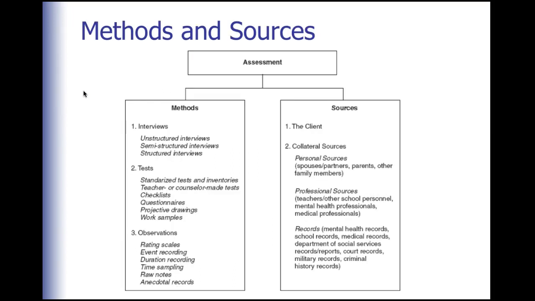This slide is a useful diagram of the different sources of data gathering and the individuals from whom you can gather that data. It illustrates the three methods: interviews, tests, and observations, and then multiple sources where you can gather that data. So for example, in regard to interviews, you may interview the client, you may also interview the collateral sources and professional sources, and then also review school records.